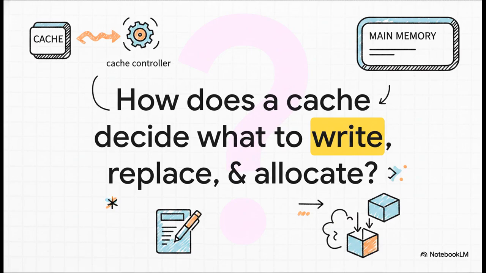The whole challenge really boils down to this one thing. The cache is just a tiny, temporary copy of the gigantic main memory. And because it's so small, its controller has to constantly make some tough decisions. These choices fall into three big questions. First, what do we do when new data gets written? Second, what gets kicked out when we run out of space? And third, when should we even bother bringing new data in at all?